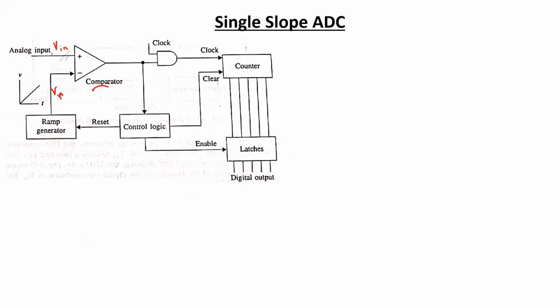Now about the working principle, or how long the counter will count, I will try to explain a little bit more later on. Now there would also be a control logic circuit that will send some controlling signals to the counter, the ramp generator, or the latches. The latches are temporary storage used for temporarily storing the values that are generated by the counter after a count for a particular input voltage is over.